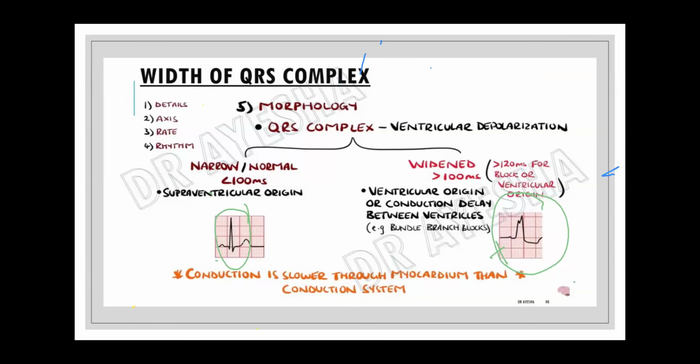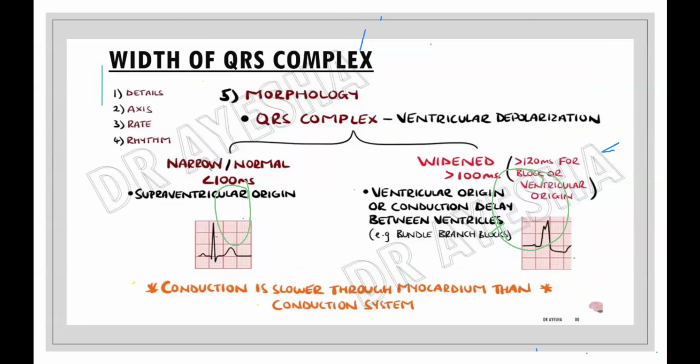ठीक है, आपके ब्लॉक जब भी होगा उसके अंदर आपको वाइड क्यूआरएस, किसका ब्लॉक? आई एम टॉकिंग अबाउट बंडल ब्रांच ब्लॉक. ठीक है, क्योंकि जो कंडक्शन का जो पाथवे है उसमें अगर प्रॉब्लम है, राइट बंडल ब्रांच ब्लॉक, लेफ्ट बंडल ब्रांच ब्लॉक, मैंने बंडल ब्रांचेस दिखाई थी आपको बिल्कुल शुरू में. ठीक है ना, तो अगर प्रॉब्लम ब्लॉक्स के लेवल पर है, देन इट इज अगेन कॉजेज आपका वाइड क्यूआरएस.